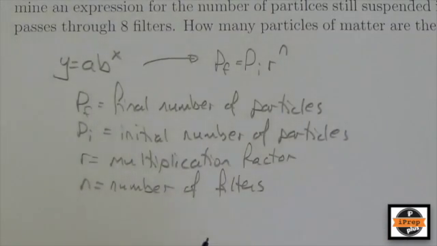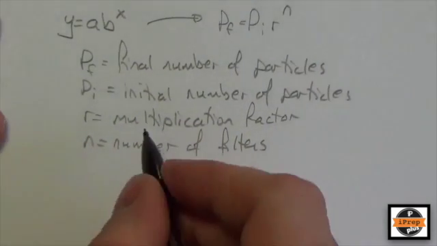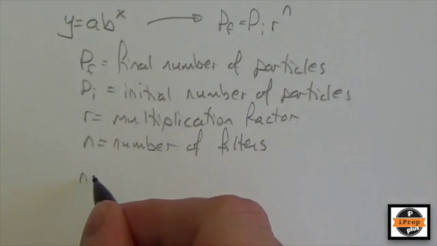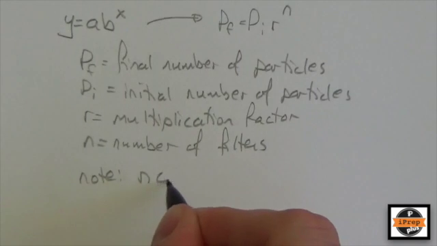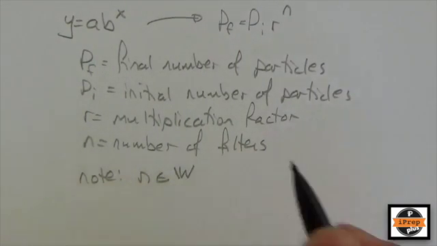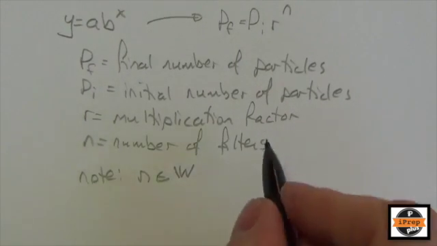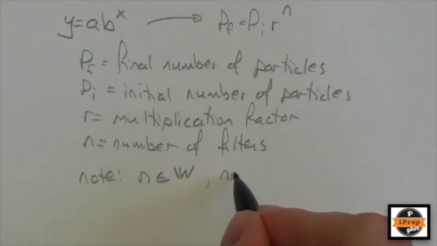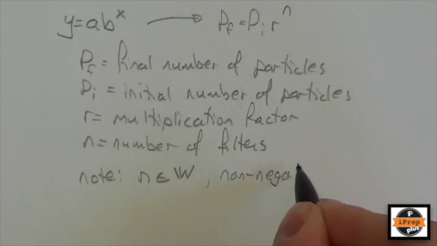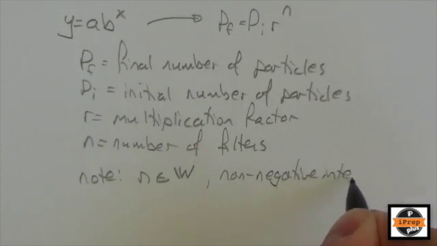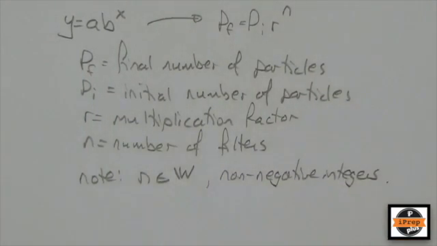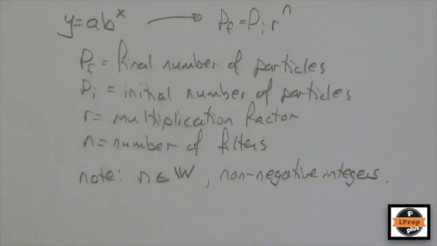Now, it's important to note, based on this particular problem, that n has to be an element of the whole numbers, or as some people put it, the non-negative integers, either 0 or positive numbers. You can't have a fraction of a filter here. So just something to consider.